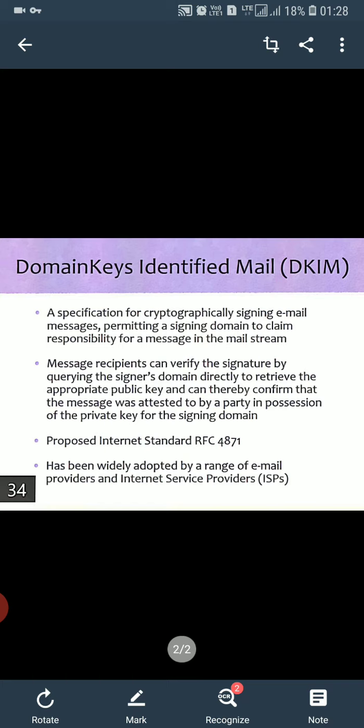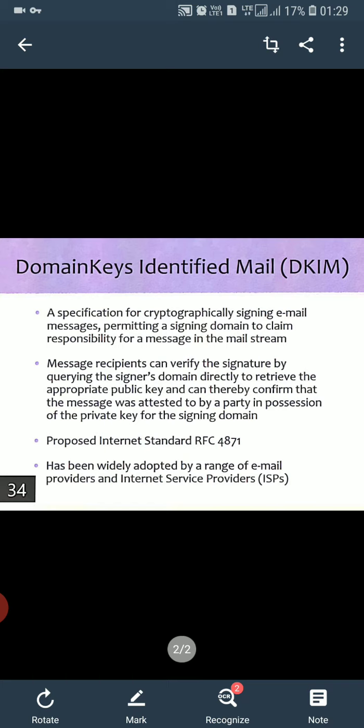What is DKIM? Domain Keys Identified Mail is an email authentication technique that allows the receiver to check that an email was indeed sent and authorized by the owner of that domain.